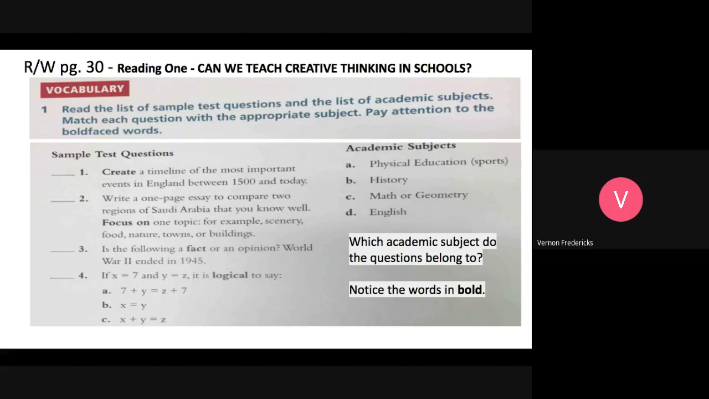Okay. If you said history, congratulations. Yes. So we have to look at the history of World War II, that it ended in 1945. Okay. I think number 4 is obvious. Number 4 is obvious. F(x) equals 7 and y equals z. It is logical to say blah, blah, blah. Okay. So I think that is easy to understand.